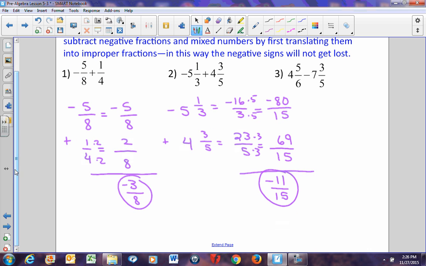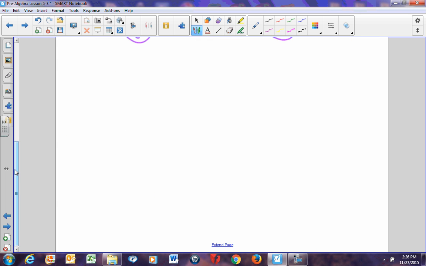I'm just going to move number 3 down further. It's 4 5/6 minus 7 3/5. So I'm going to move that down here where I can work with it a little bit better. So I had 4 5/6, and I'm going to subtract from that 7 3/5. Notice 7 3/5 is larger, so my answer should be negative. And I really don't want to have to try to do borrowing, because borrowing can get really ugly with fractions. So I'm just going to change both of these to improper fractions first. 6 times 4 is 24. 24 plus 5 is 29, so I have 29/6. Here, 7 times 5 is 35. 35 plus 3 is 38, so I have negative 38/5.